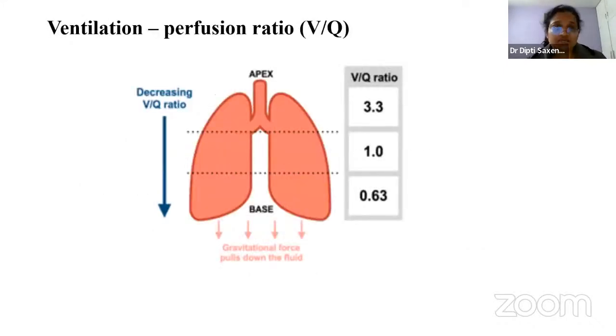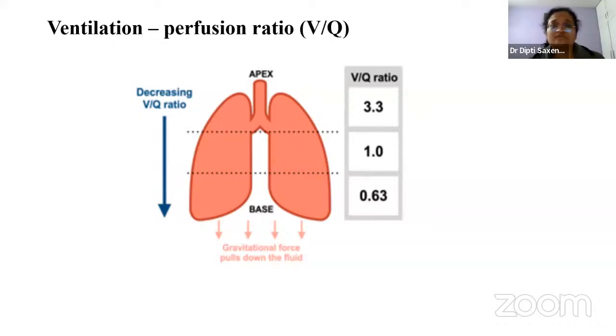Now, we have seen ventilation, we have seen perfusion. So we come to another concept: the ventilation-perfusion ratio, which is V by Q. Now, in the lungs, what we see is that this ventilation-perfusion ratio is actually not equally distributed.